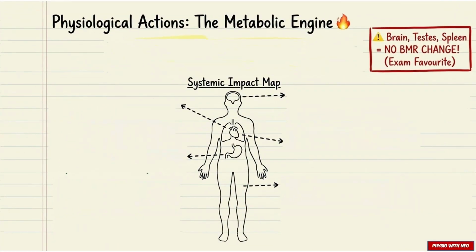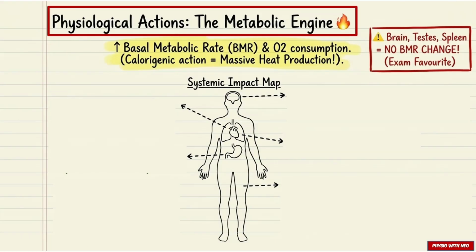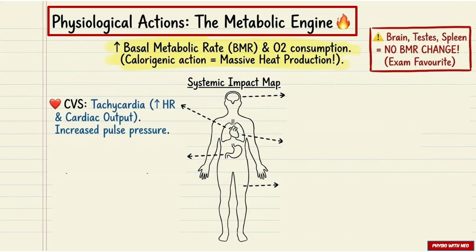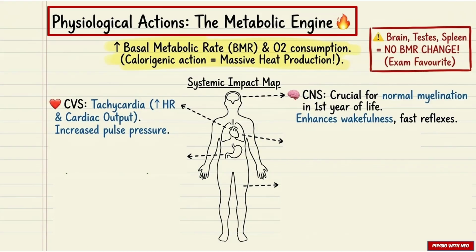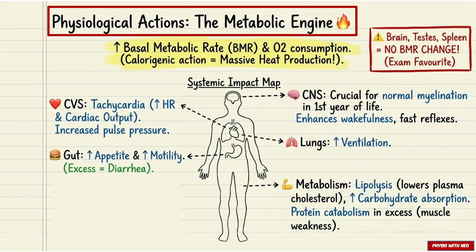This page answers one simple question: what happens if thyroid hormone increases? The answer is everything speeds up. It increases basal metabolic rate and oxygen consumption because it has calorigenic action. The other actions include: on CVS, it causes tachycardia, increased cardiac output, and increased pulse pressure. On CNS, it is crucial for normal myelination in the first year of life, and enhances wakefulness and fast reflexes. For GIT, it increases appetite and motility. For respiration, it increases ventilation. And for metabolism, it causes lipolysis and increased carbohydrate absorption. In excess, it causes protein catabolism.